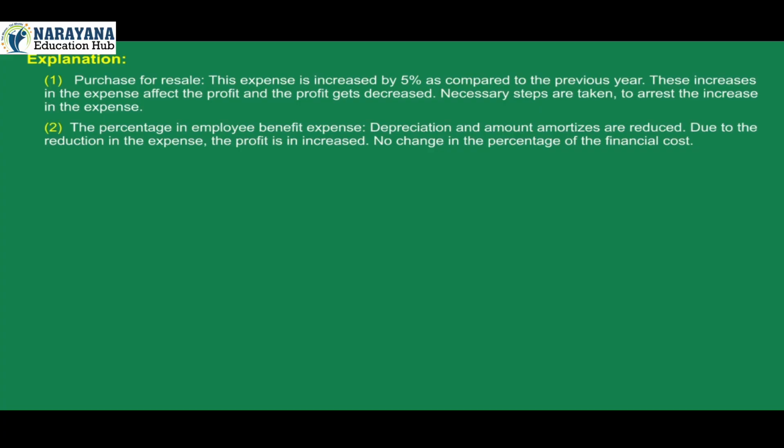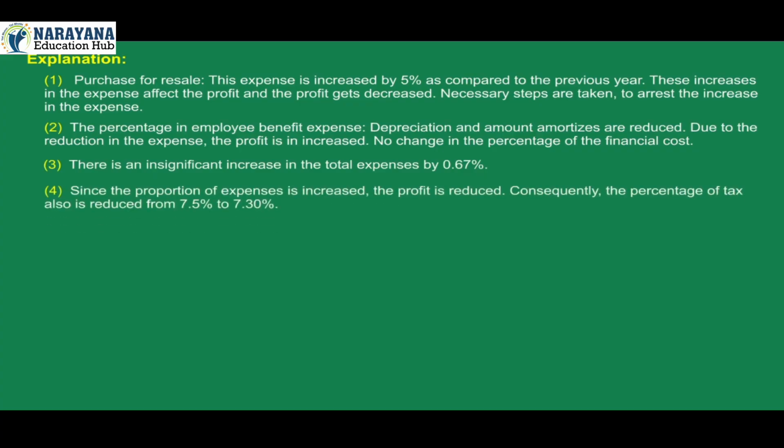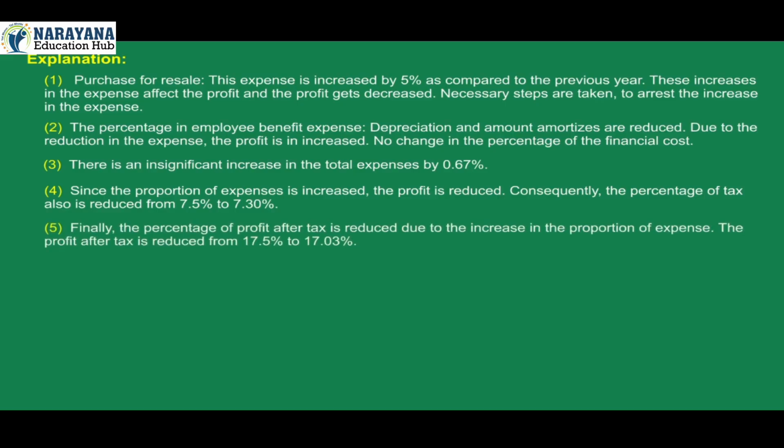No change in the percentage of the financial cost. 3. There is a significant increase in the total expenses by 0.67 percentage. 4. Since the proportion of expenses is increased, the profit is reduced. Consequently, the percentage of tax also is reduced from 7.5% to 7.30%. 5. Finally, the percentage of profit after tax is reduced due to the increase in the proportion of expense. The profit after tax is reduced from 17.5% to 17.03%.